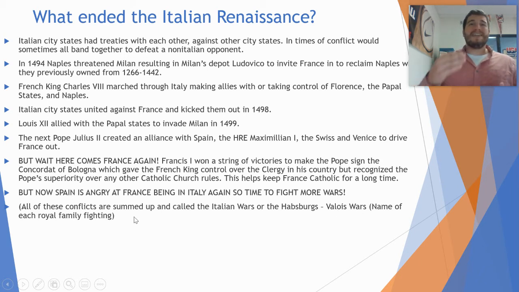So really, the progression, please don't write all of that stuff down. Maybe the agreement here is good to know because it keeps France Catholic for a long time. But really, you just need to know that the Italian Wars are going to destroy Italy. So look at this, during the main time of the Renaissance, right around the time of the High Renaissance, these wars are going to be fought. Spain and France are going to use Italy as their battleground, allying with different city-states, and it gets super confusing and not needed to know, but just understand in general what's going on.